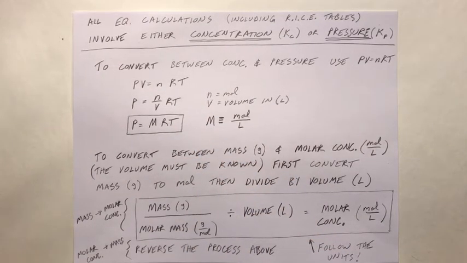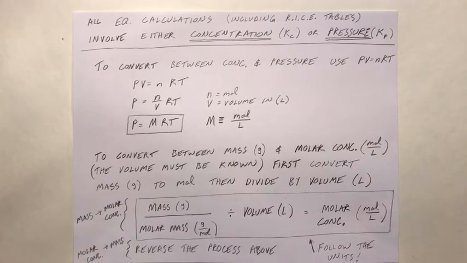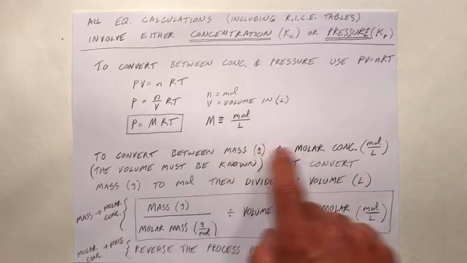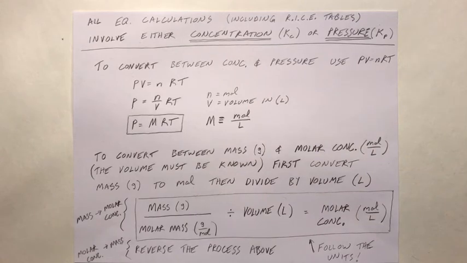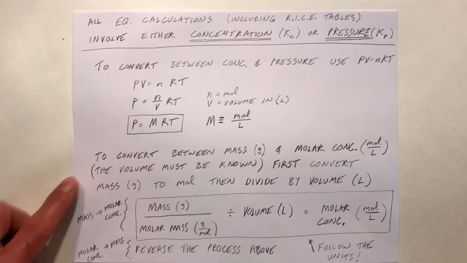Now, another possibility is that you're doing equilibrium calculations with molar concentration where you're given masses, or you are doing equilibrium calculations and you want to solve for a mass of a chemical. So you want to convert back and forth between mass and molar concentration. In order to do this, the volume must be known. So that has to be given in the problem.